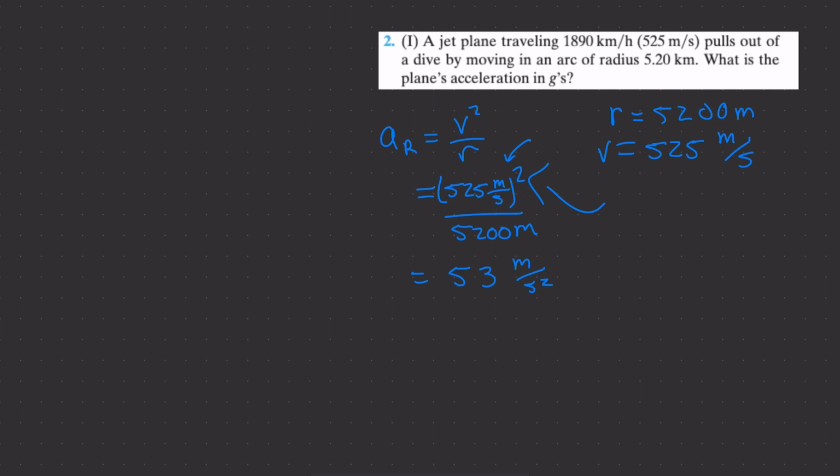to acceleration in G's. And the way that we convert to acceleration in G's is we just take how many multiples of acceleration due to gravity can fit into 53 meters per second squared. So from here, we just divide by 9.8 meters per second squared to get G's. If we go ahead and pop that into the calculator, we'll have 5.4 G's. Good luck, guys. I'll see you in the next one.